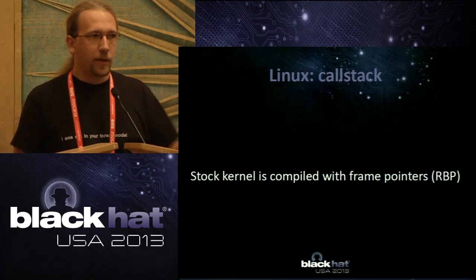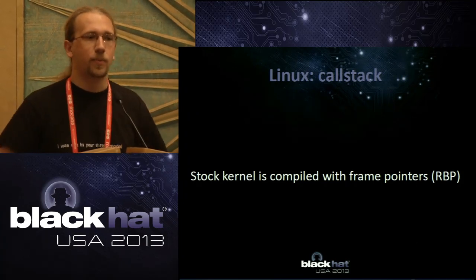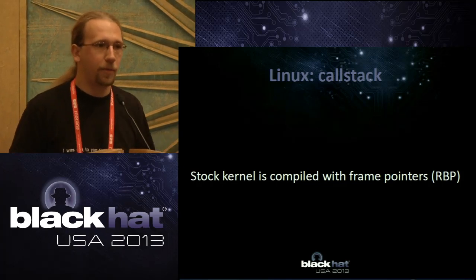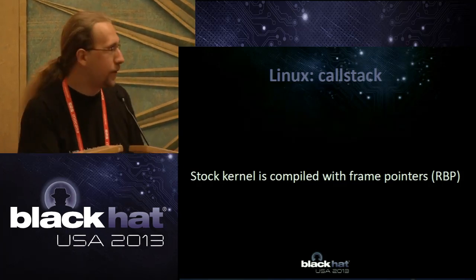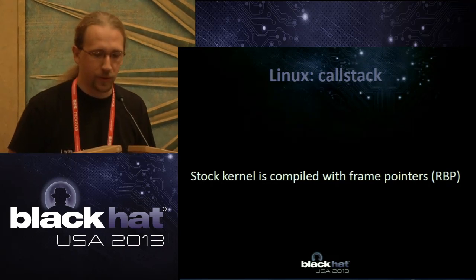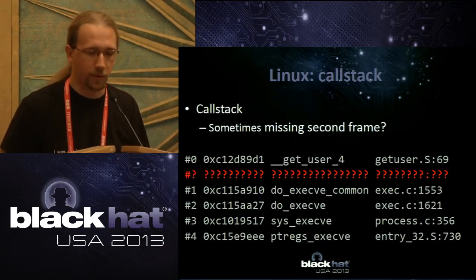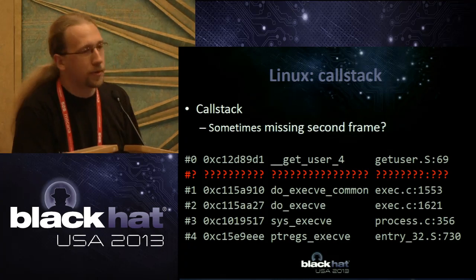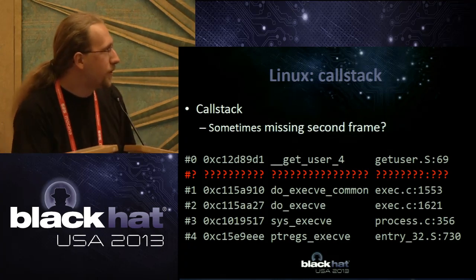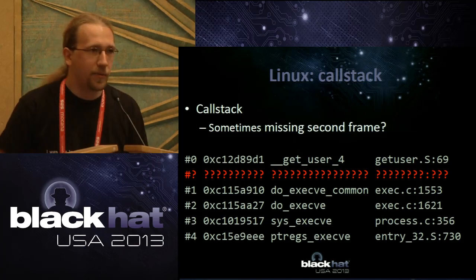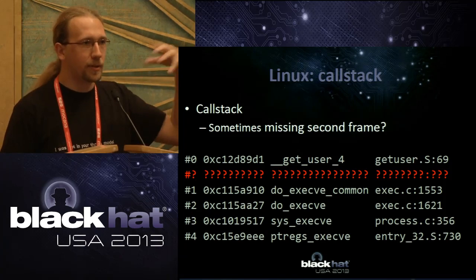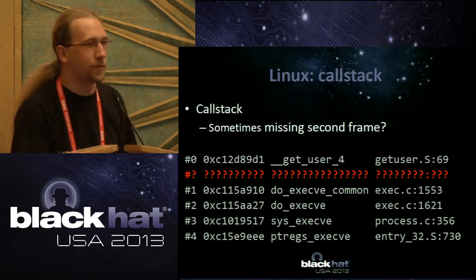So now the call stack. We actually want a nice symbolized call stack. Thankfully, the stock kernels came with frame pointers. They were not omitted, so they were in RBP or saved on the stack, which makes things really simple since you can just walk through it. However, we noticed that sometimes there was an entry missing. So if you go to the do_execve_common function, you couldn't find a call to copy_strings. There was one more function actually called, and that one more nested function had the call finally to get_user.